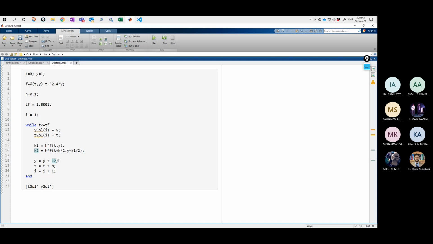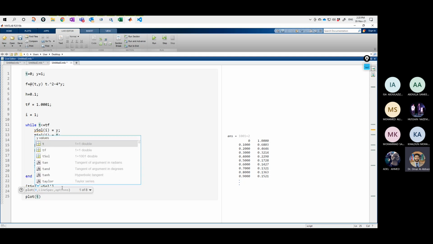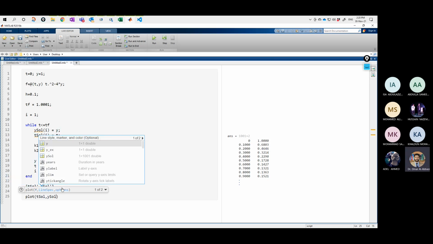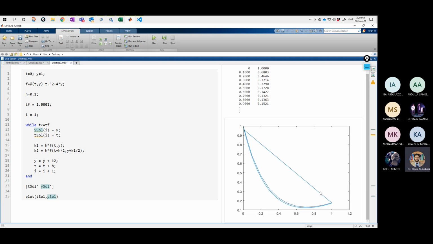Anything else? Okay, so let us run this section now. Maybe we can plot it as well. Plot. Okay, run this code. Something went wrong. Let's clear everything.